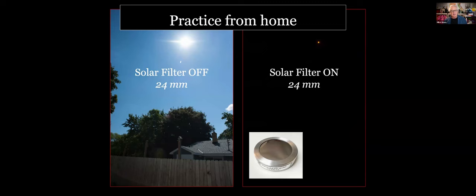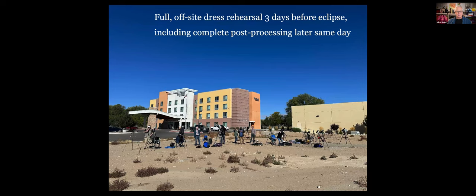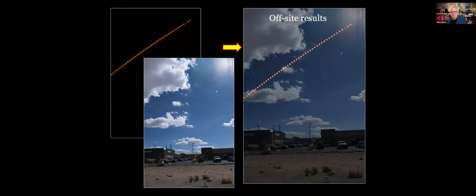Practice as much as you can. This is a dry run from my hotel room. This is a dress rehearsal from the hotel in my workshop. This is a Starbucks. This is a Verizon store in Farmington, New Mexico. There's no eclipse here at all, but we were just practicing, making sure everything was right.